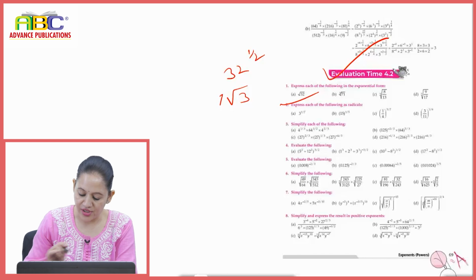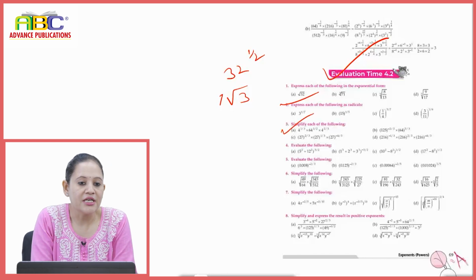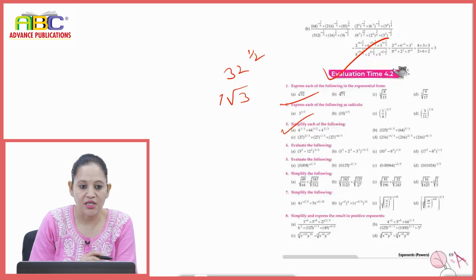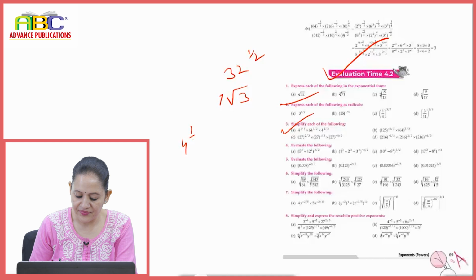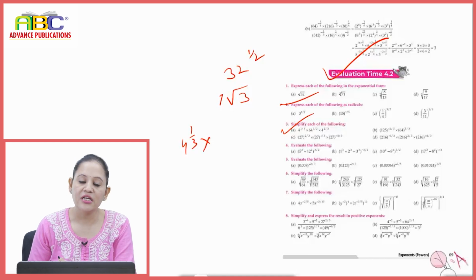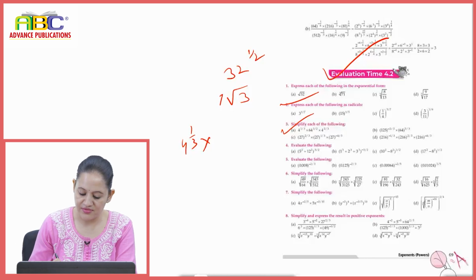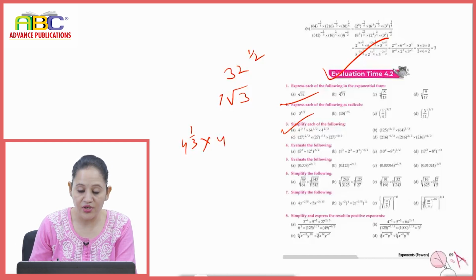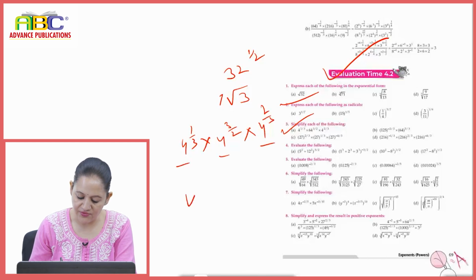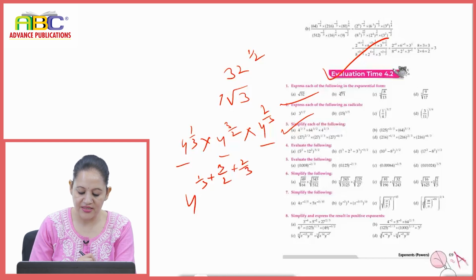Next, simplify each of the following. 4 to the power 1/3 multiplied by 64 to the power 1/2 into 4 to the power 2/3. So 4 to the power 1/3 into 64, which can be written as 4 times 4 is 16, 16 times 4 is 64. So 4 to the power 3/2 multiplied by 4 to the power 2/3. Now the base is the same, so we will add the powers. 4 to the power 1/3 plus 3/2 plus 2/3.